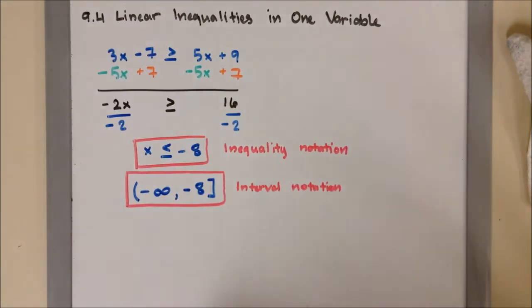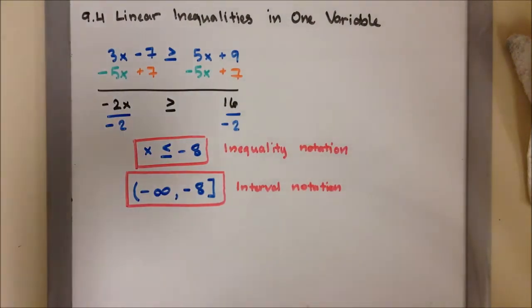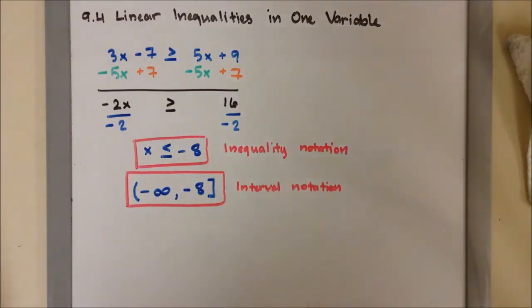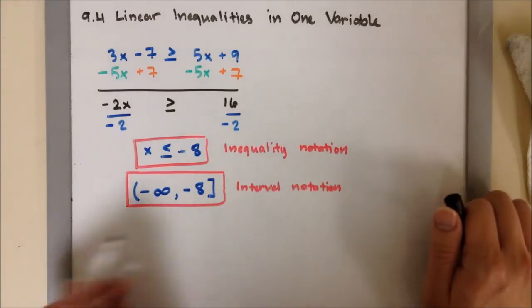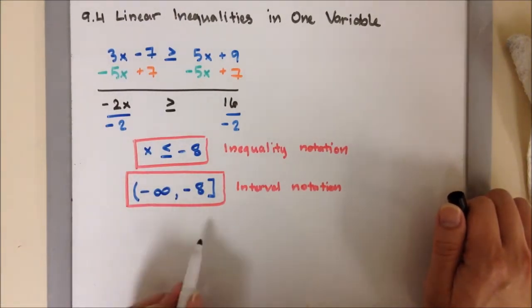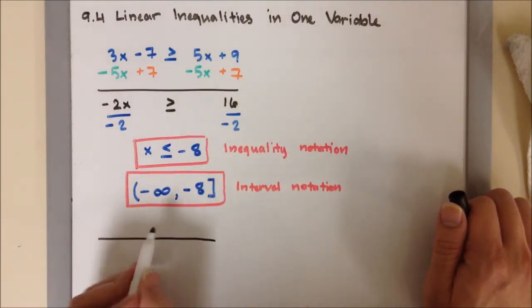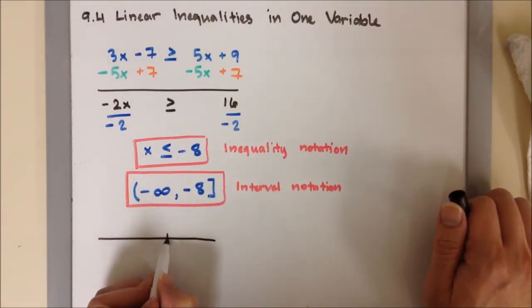Alright, now in the previous section where we worked with inequalities, in my videos I had you graph in a different way, and let me write that out. So we're going to be graphing on a number line. It doesn't have to be perfect as long as you can identify your numbers. So here is negative 8.